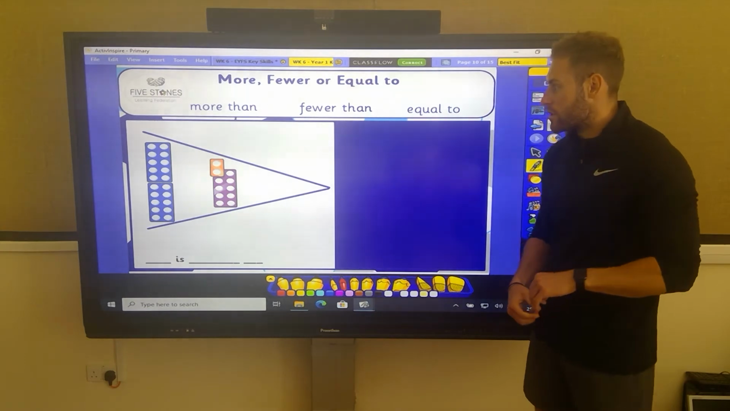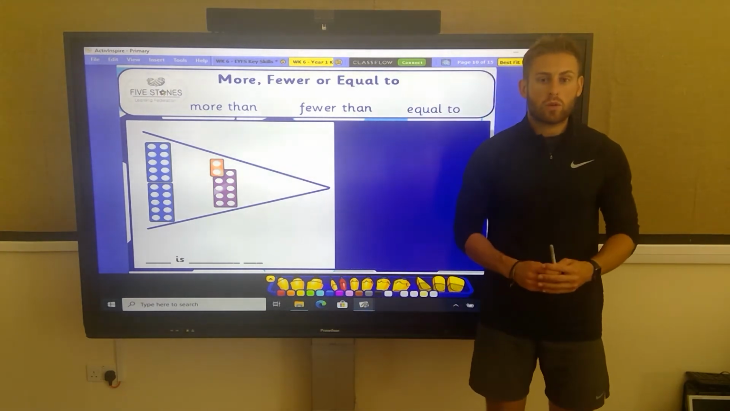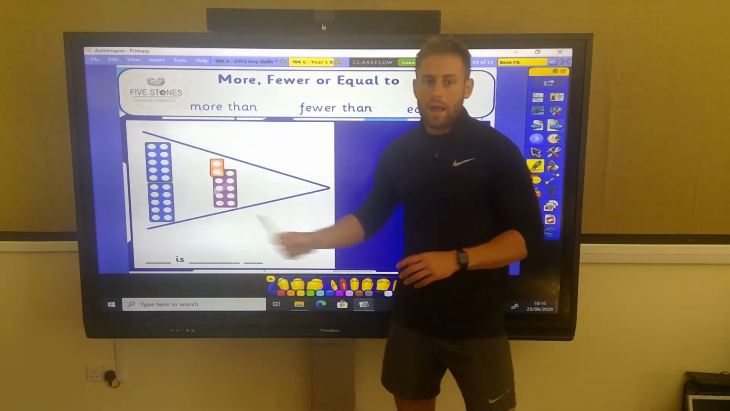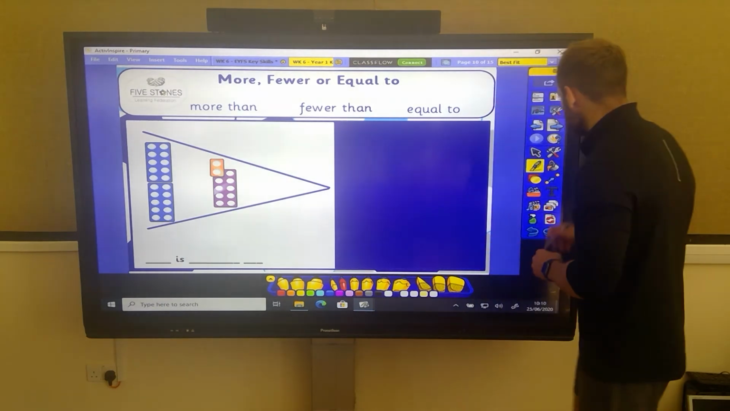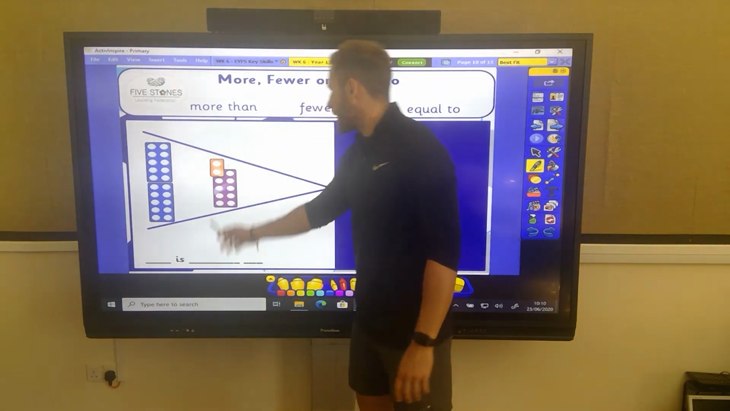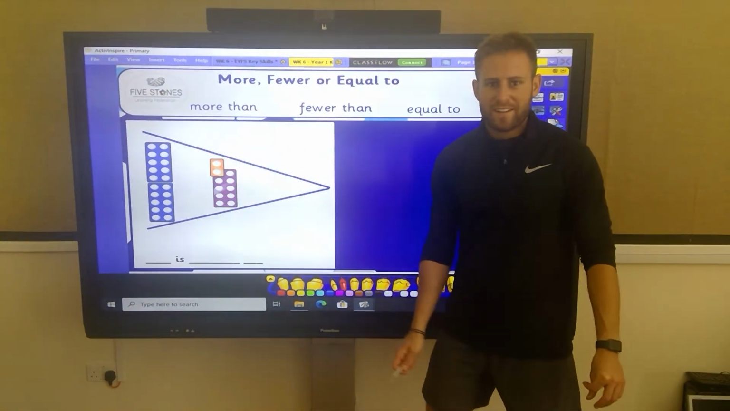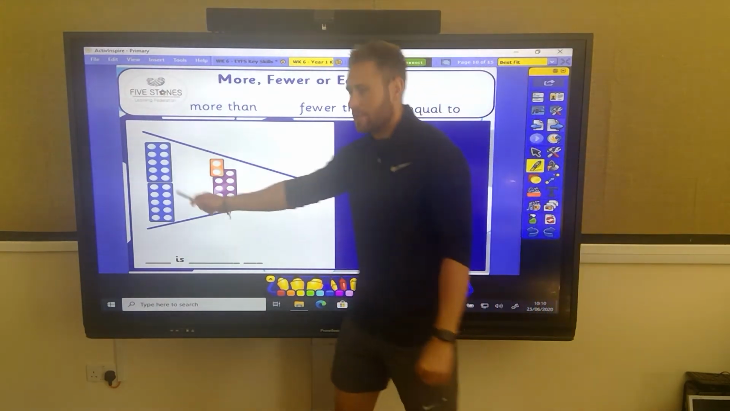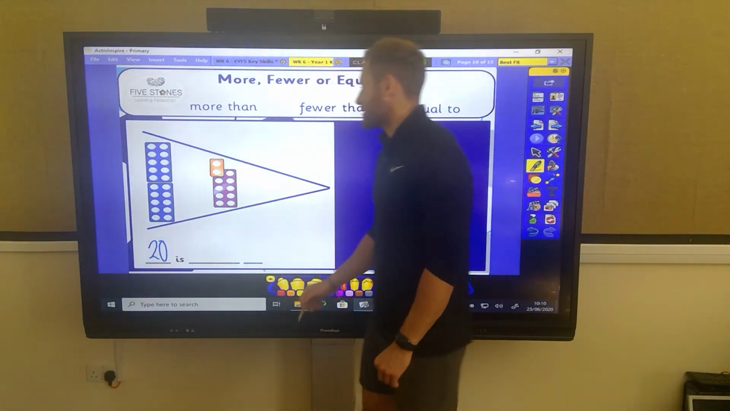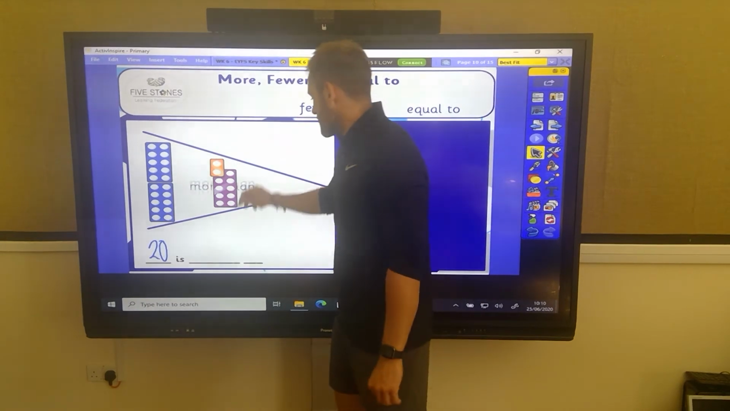This time we're going to continue working on recognising more than, fewer than or equal to. But this time today we're going to try and use the symbol ourselves. Okay? So we can see that this number is either more than, fewer than or equal to this number. First we need to find out the numbers. We've got 10, 20. 20 is definitely more than. We can see how big that part is.